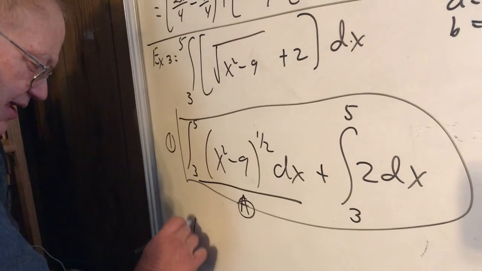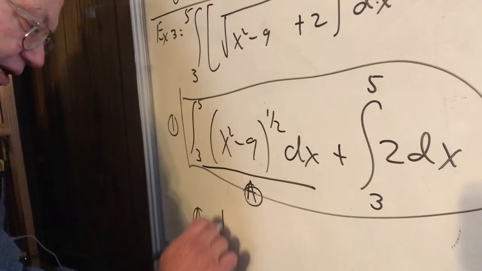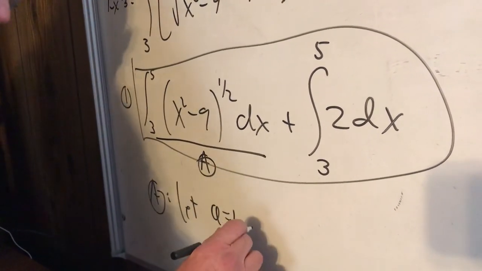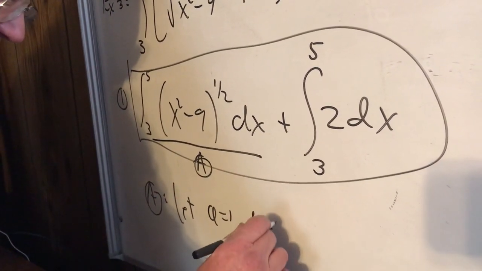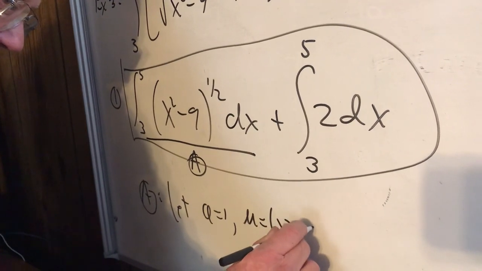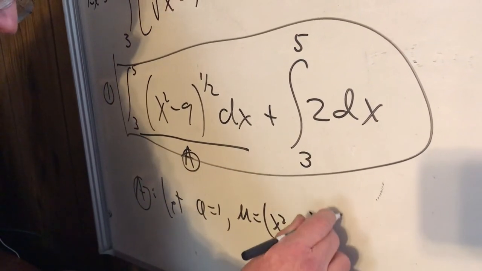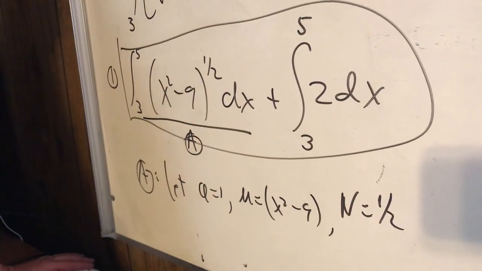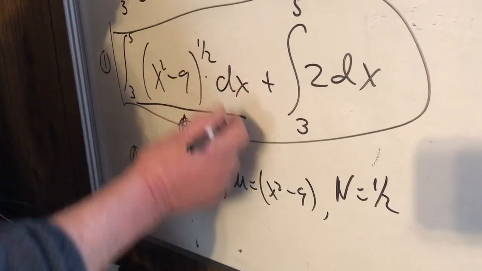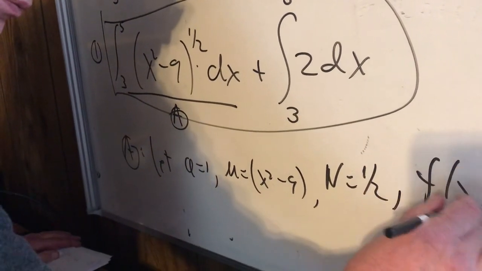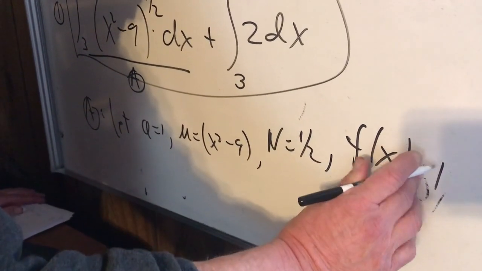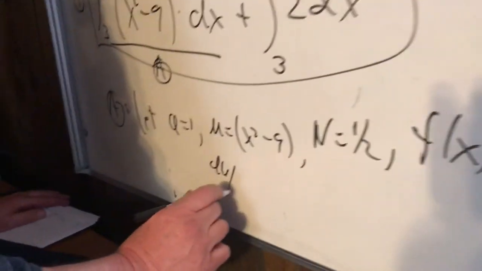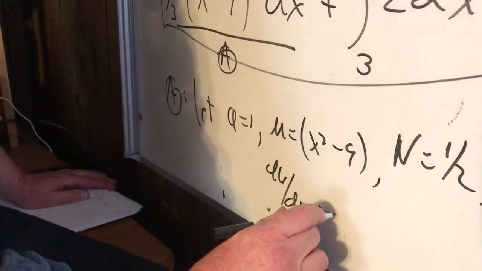So if we have a, we're going to let little a equal 1. u is what's inside the binomial. Here we have an n. We don't have an n when we do the exponentials. And f of x between here and here is 1. And du/dx is 2x.